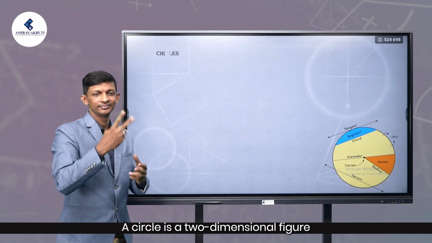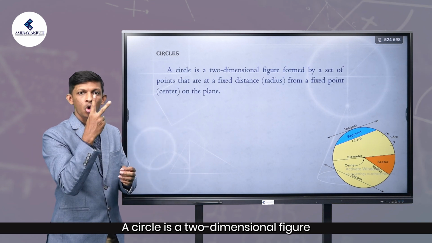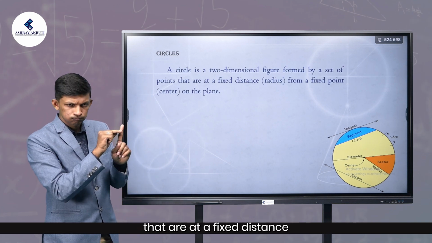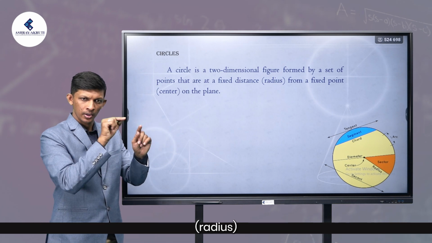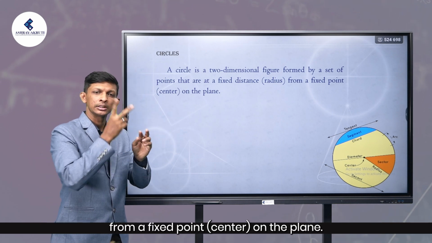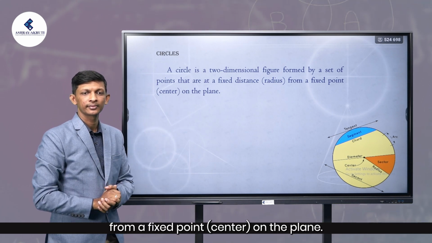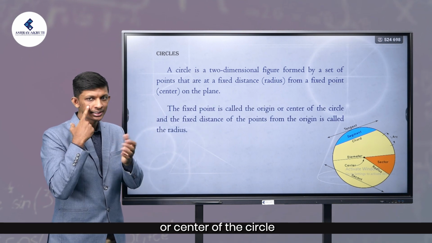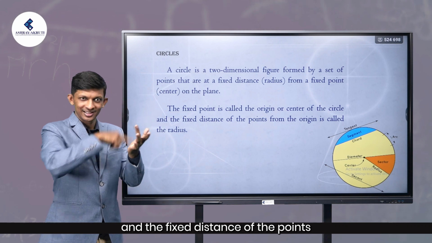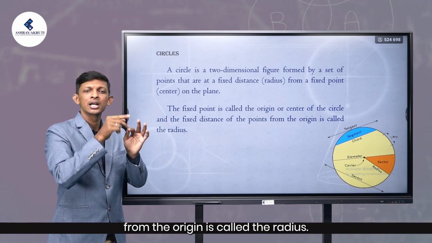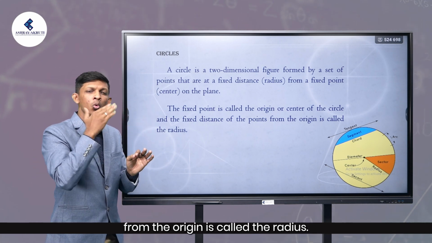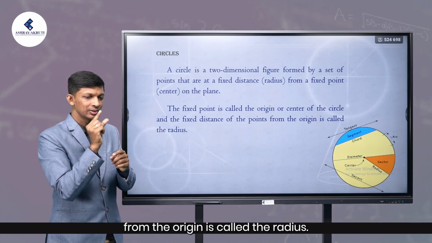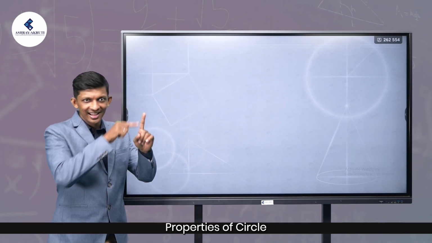Circles. A circle is a 2-dimensional figure formed by a set of points that are at a fixed distance, radius, from a fixed point, center, on the plane. The fixed point is called the origin or center of the circle, and the fixed distance of the points from the origin is called the radius. Properties of circle.